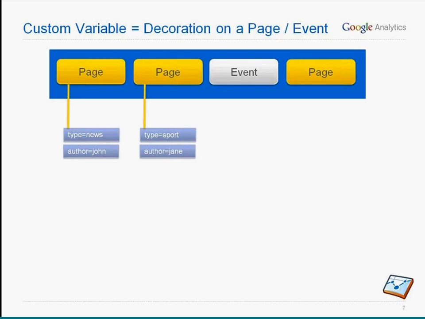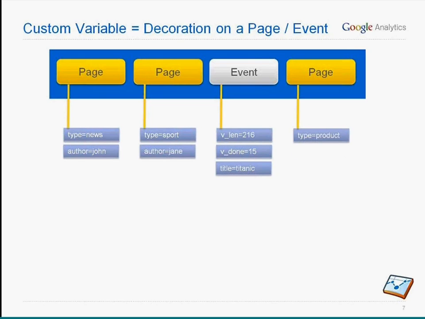So let me continue. On page 2, I may say the page I'm looking at is sports, and the author who wrote that page is Jane. And then on that page, there may be a video. And the user, in this case you, may come in. The total length of the video could be 216 seconds, and you may have watched 15 seconds. And the title of that movie could be Titanic. And then after you watch the movie, you may go to another page. And that page is a product page because you would like to buy a DVD on Titanic. So this is the flow.